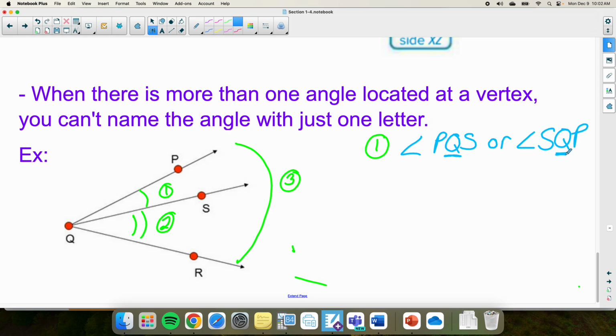All right. Now let's try to name angle 2. Okay. Angle 2, does anyone know one way I could name that? SQR. Or? RQS. Very good. SQR or RQS. You'd only have to name it one of those ways.